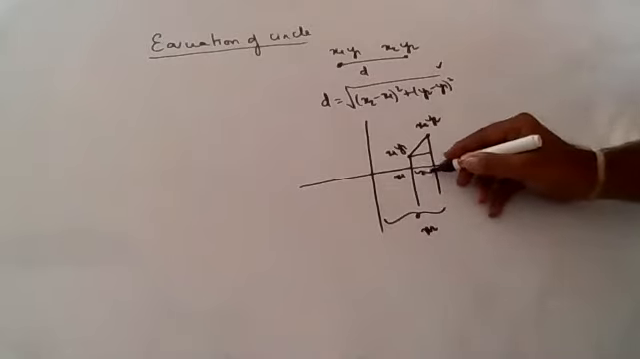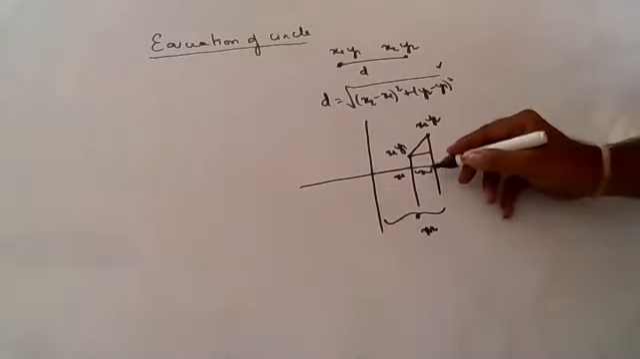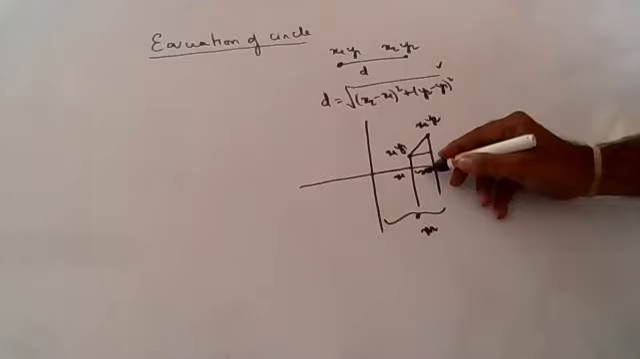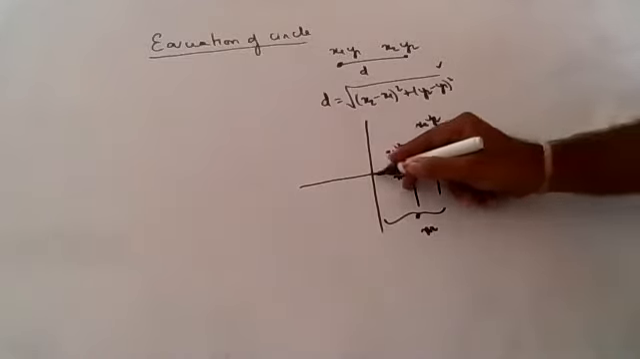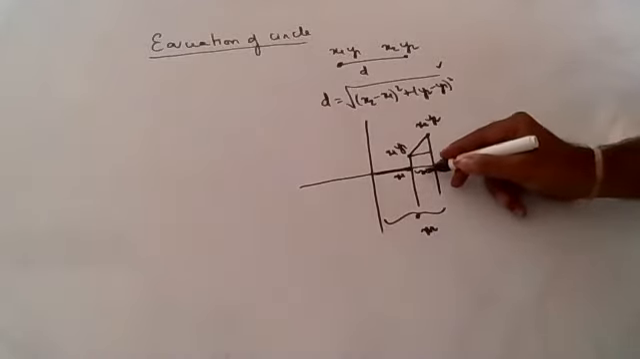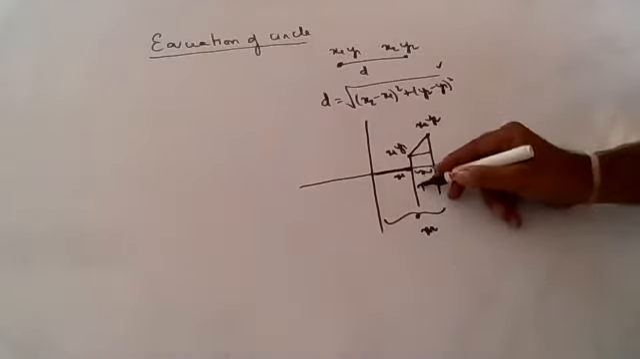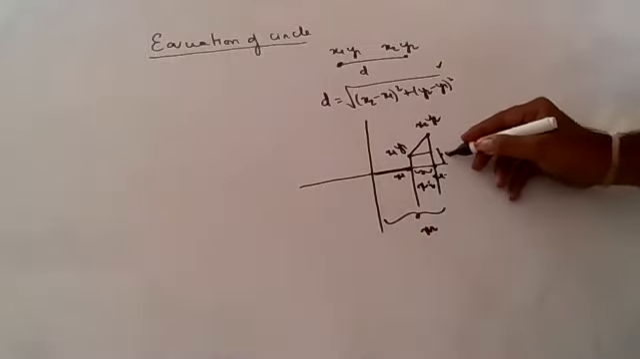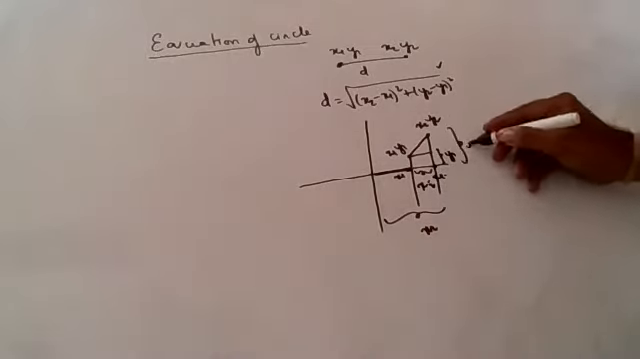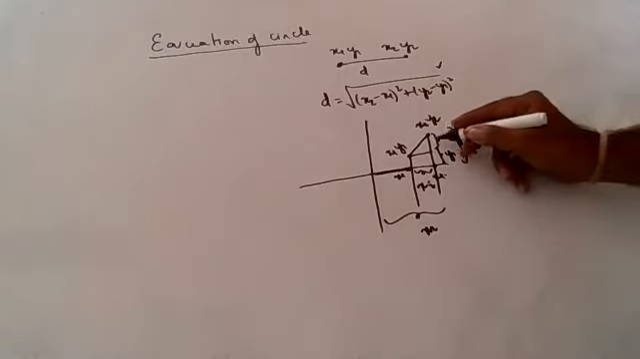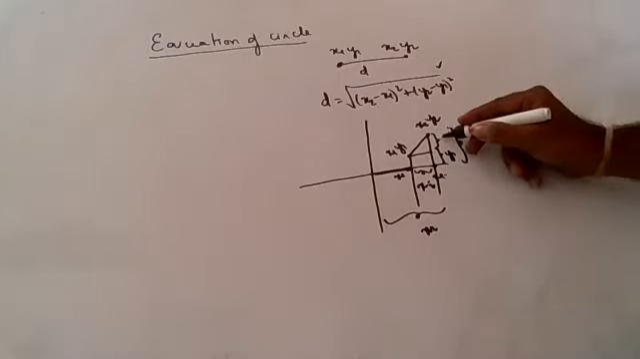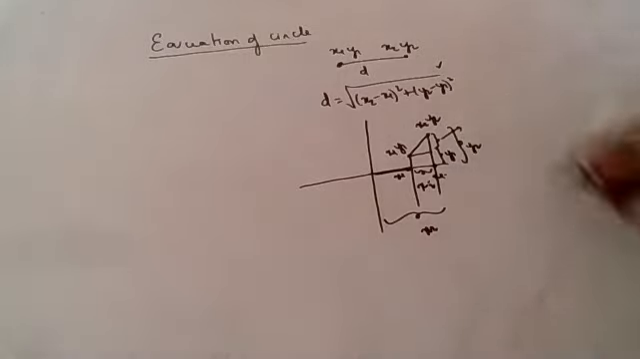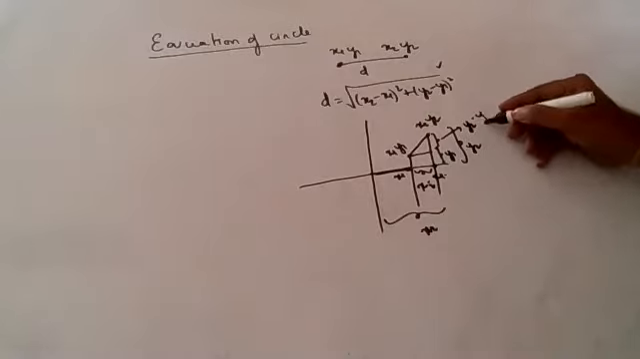Can anyone tell what is only this distance? Till here x2, till here x1. I want only this distance. It is x2 minus x1. From here to here, y1, and from here to here, y2. What is only this distance? It is y2 minus y1.